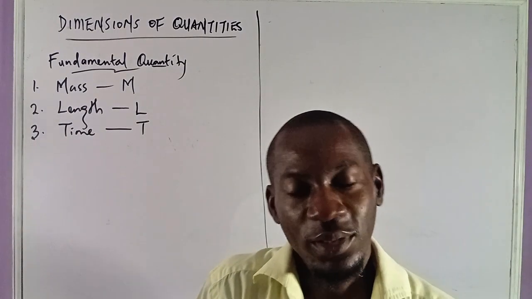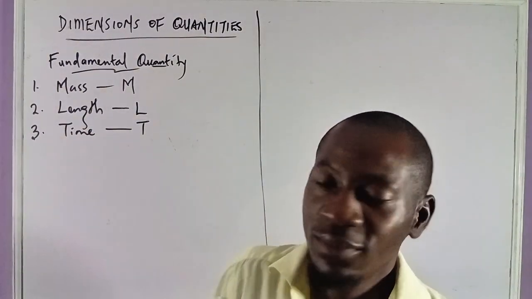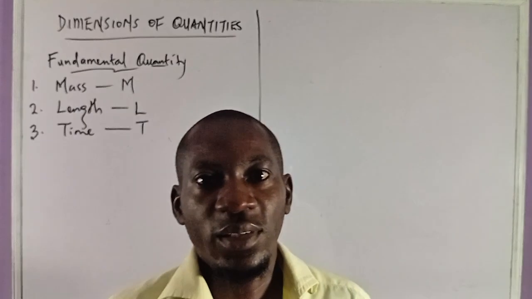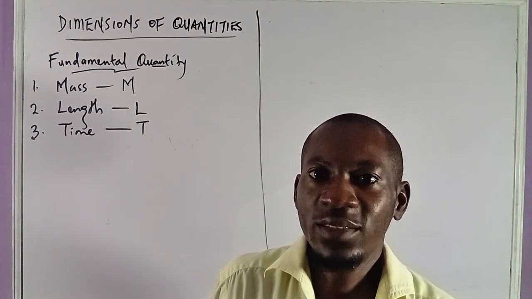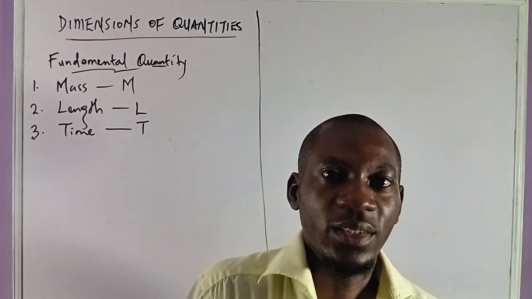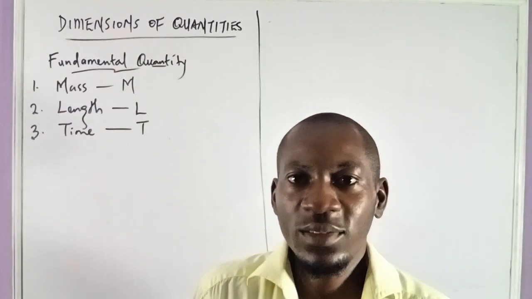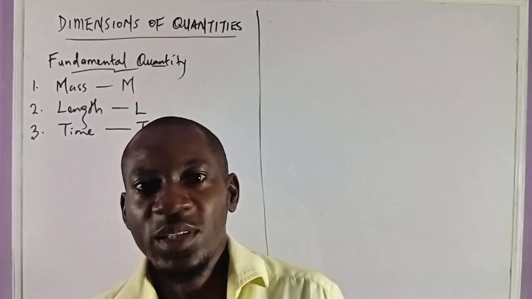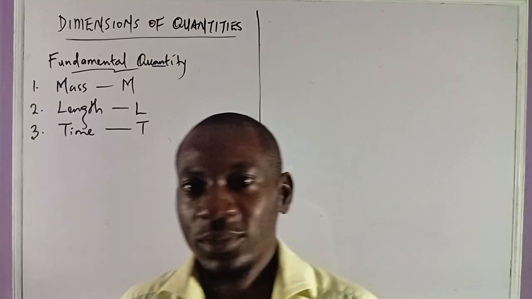Examples of fundamental quantities are mass, length, time, temperature, electric current, amount of substance, luminous intensity, while examples of derived quantities are area, volume, speed, force, acceleration, momentum, moment, density, and so on.